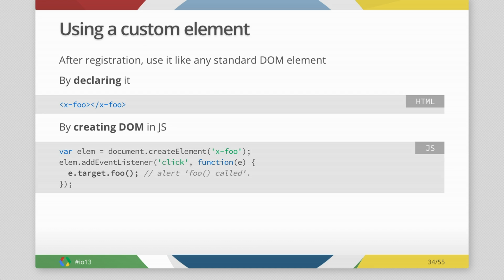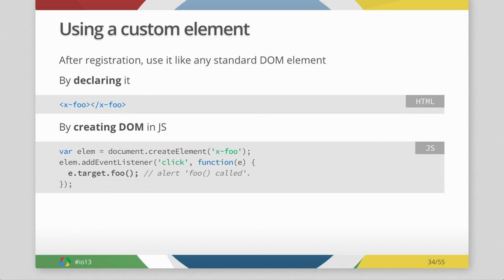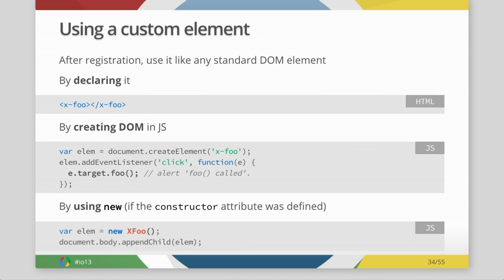And this example just shows you, you can set up a click listener, right? And then when somebody clicks on your element, you just call that method you've defined in your definition. So we'll call that foo method when the user clicks it. The last way, if we have that constructor attribute defined on our element definition, people can create our elements with the new operator. So three standard ways you create and use an element in HTML, no different than the custom element world.